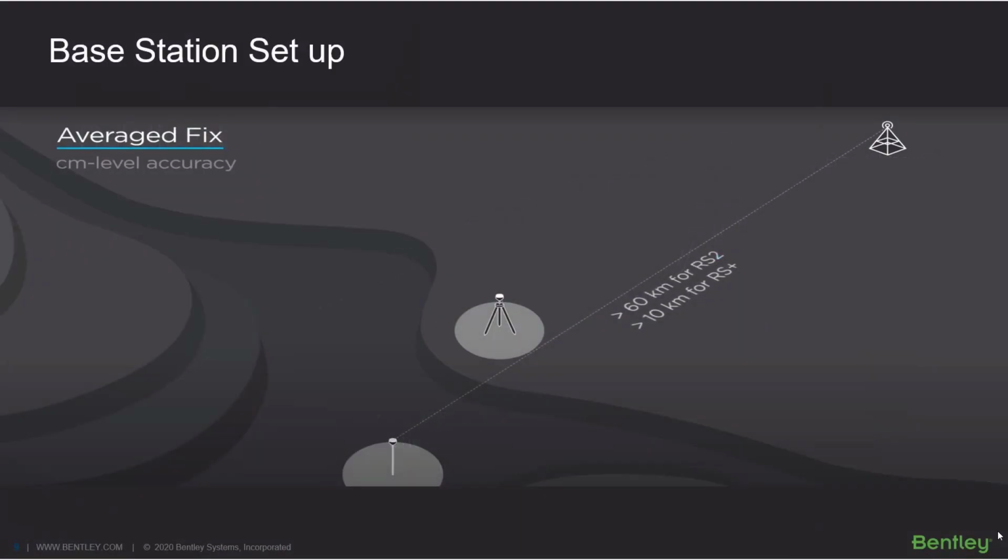The average fix is going to have one variable, and that is the distance that we are from the base station. So the closer we are, the more accuracy we can achieve.